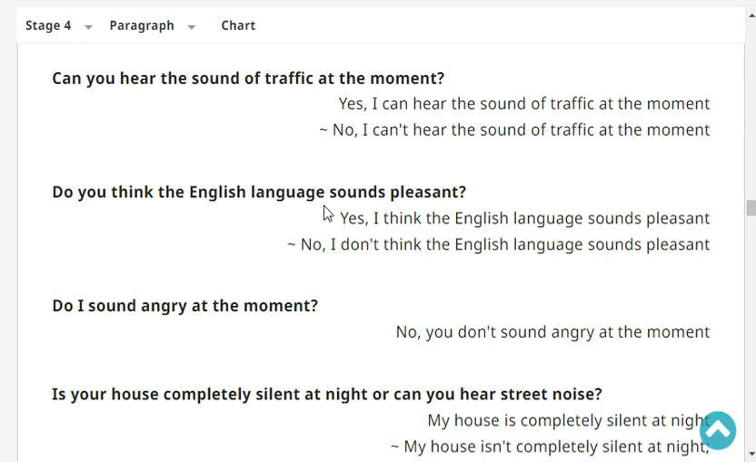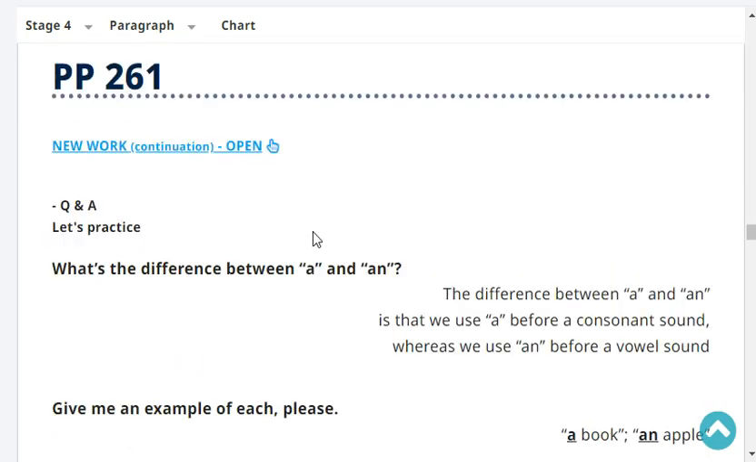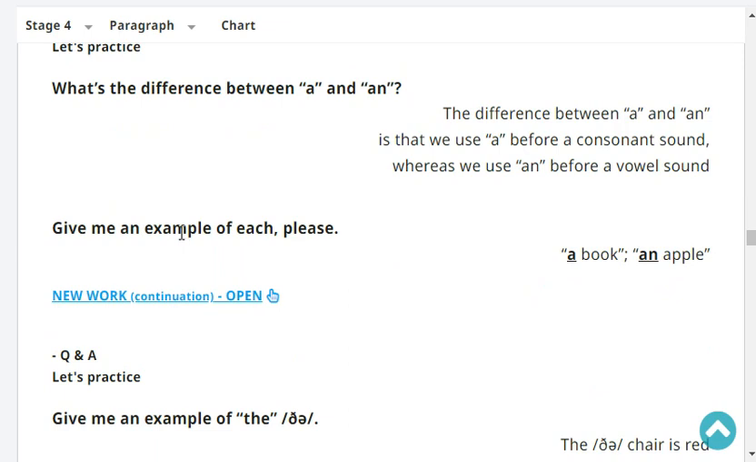Is your house completely silent at night or can you hear street noise? My house is completely silent at night. Very good.